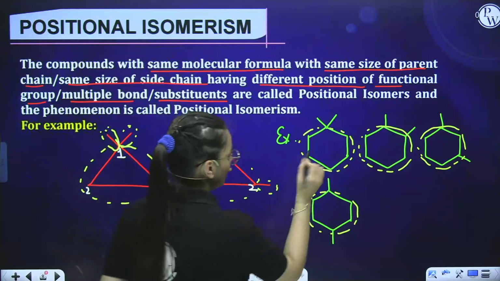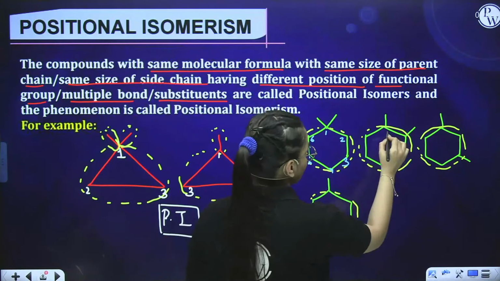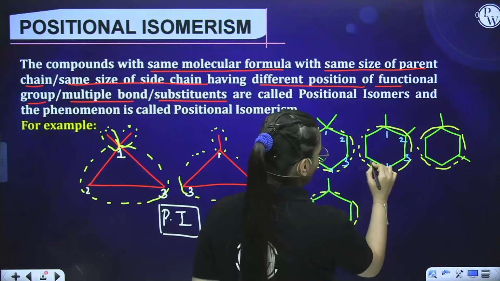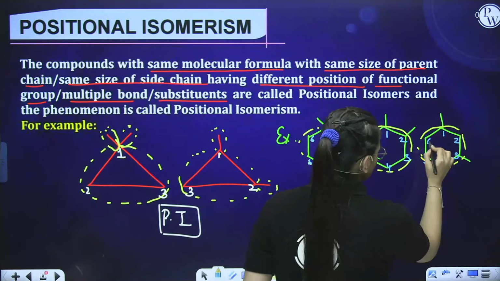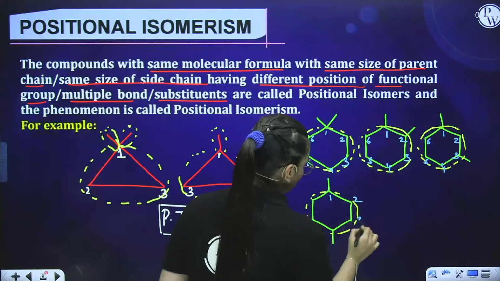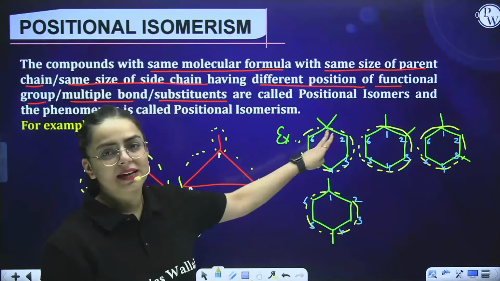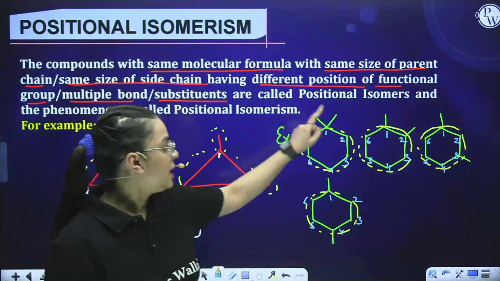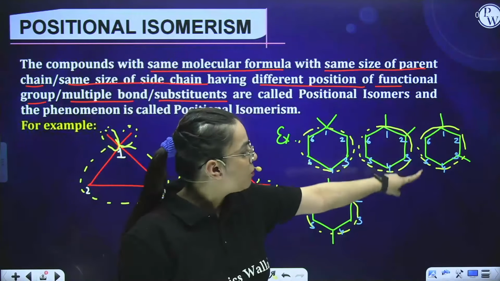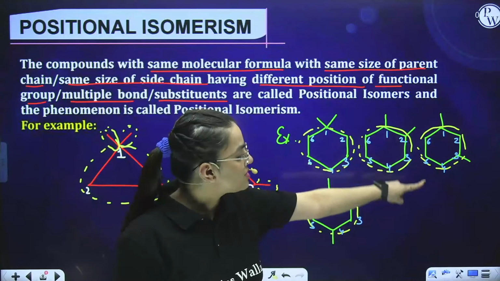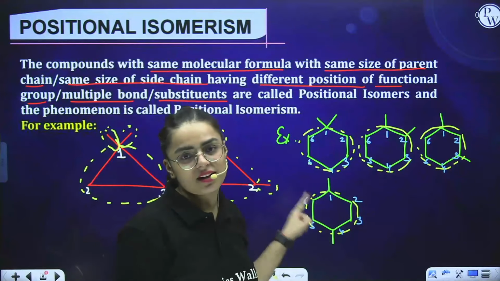Now let us do the numbering. This is first, second, third, fourth, fifth, sixth. Here 1 2 3 4 5 6, and here 1 2 3 4 5 and 6. Now see the numbering. Here both of the methyl groups are present over the first carbon atom. Here one is present over the first, while another one is present over the second carbon atom. If I take this case, one is present over the first and another one on the third carbon atom. And in this case, one is present on the first and another one on the fourth carbon atom.